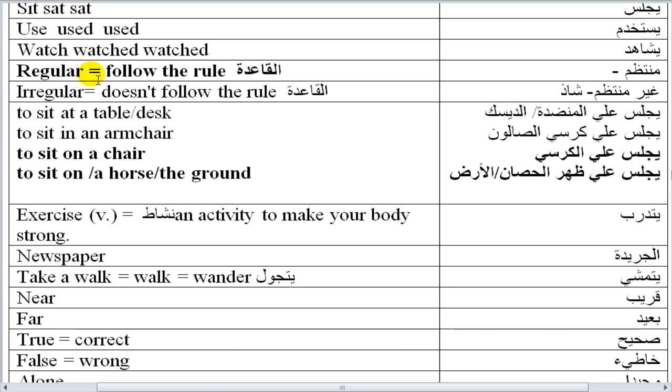Regular verbs follow the rule. An irregular verb doesn't follow the rule. To sit at a table. To sit at a desk. To sit in an armchair. To sit on a chair. To sit on a horse. To sit on the ground.